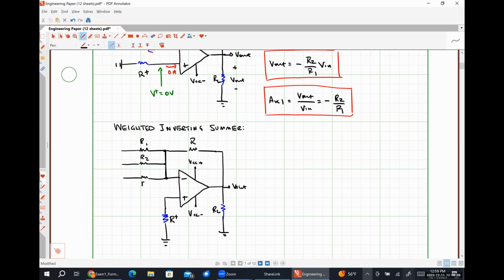I'm going to depict this with 3, but there really isn't a practical limit as long as the currents being drawn are small. So we could combine 10 or 20 or 50 input signals if we wanted to. So this is going to be my first input signal. I'm going to call it V1, my second input signal V2, and my third input signal V3.